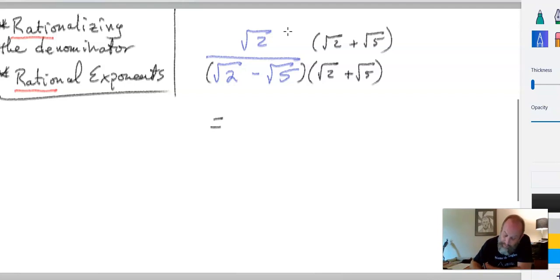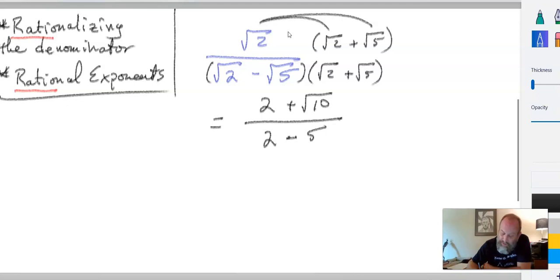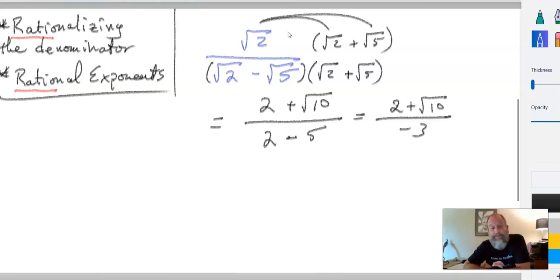So let's see what we got here. My denominator is going to be root 2 squared, which is 2, minus root 5 squared, which is 5. So that went really fast. I didn't have to put in all those other details, just knowing the formula and going from there. And then in the numerator, I just need to distribute this. So root 2 times root 2 is 2. Root 2 times root 5 is root 10. And so now if I simplify my denominator, this is 2 plus root 10 over negative 3.